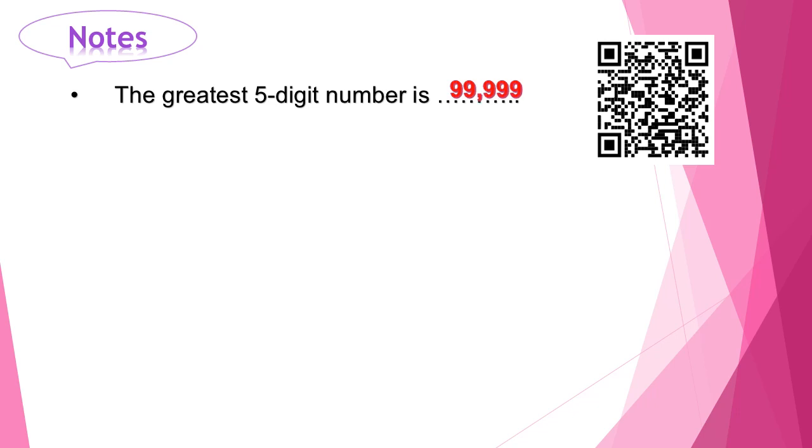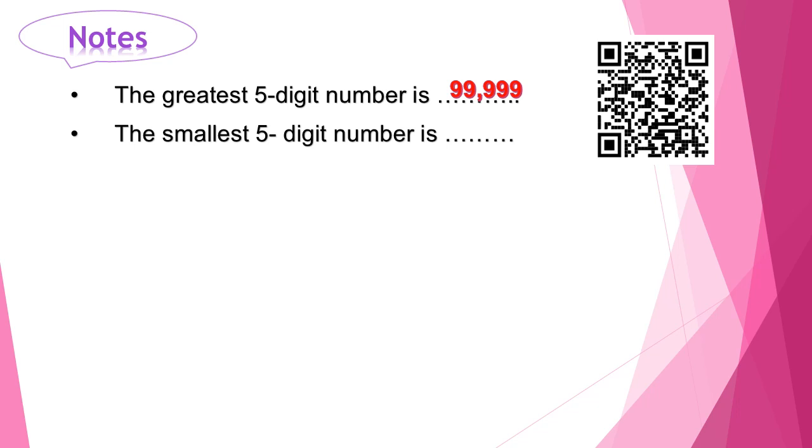We have some notes here. The first note, the greatest 5-digit number. When we say the greatest, it means we will put nines in our digits. We have 5-digit numbers, so we have 5 nines. How to read this number? Start from the left, as we said. 99,999.